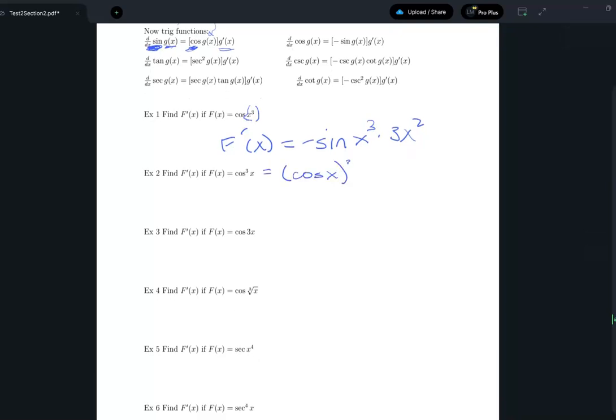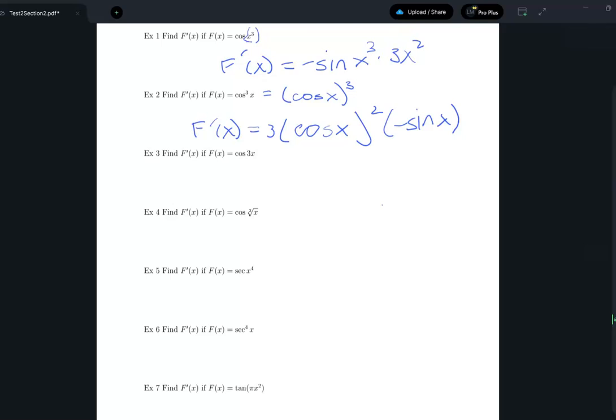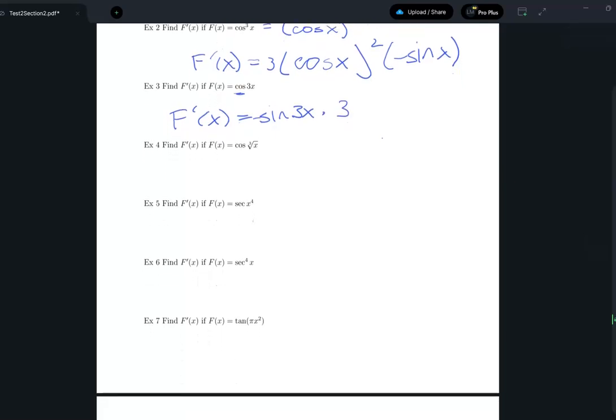This one, the cube is on the outside. So I've just put these kind of right together so you can compare and contrast. This is bring the 3 down, subtract 1 from the exponent, carry the inside along, and then multiply by the derivative of the inside. So again, I'm just kind of going back and forth so you can really see the difference. The derivative of cosine is negative sine, carry the angle along, and then multiply by the derivative of the inside. This one here, you might want to take time to rewrite this as x to the 1/3 power.